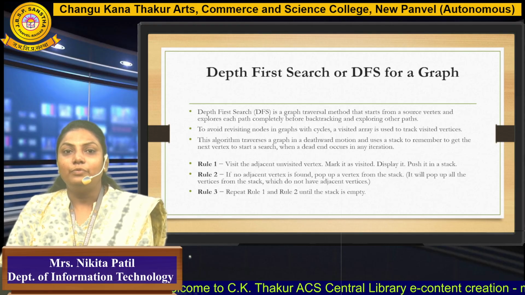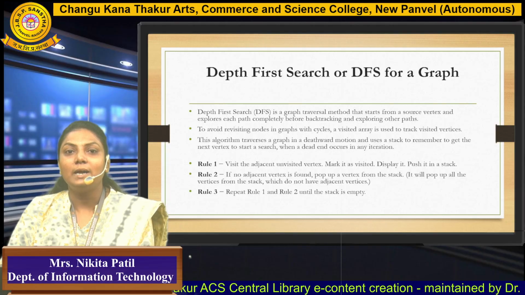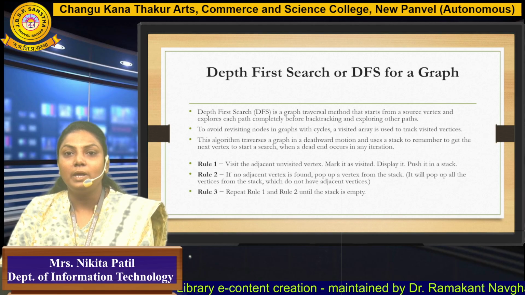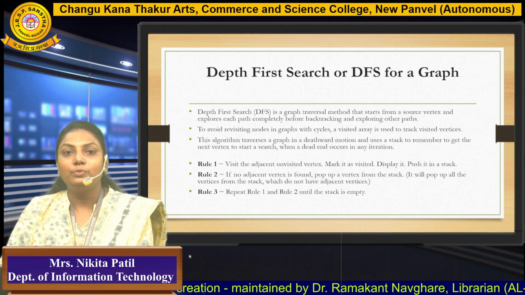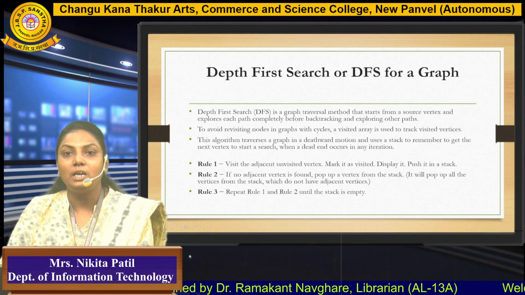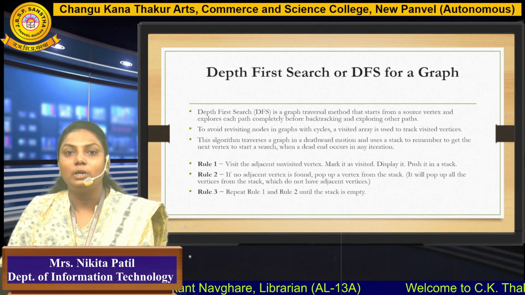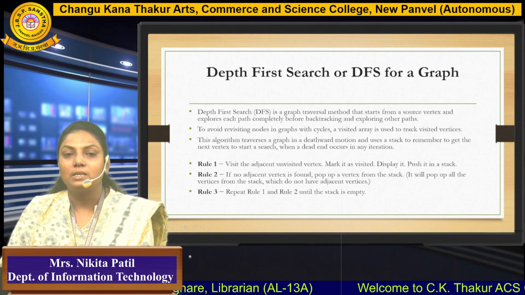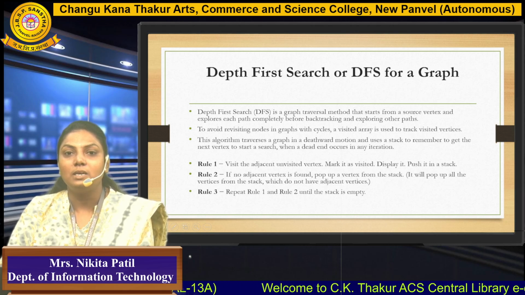For traversing with depth first search, there are some rules. The first rule is to visit the adjacent unvisited vertex, mark it visited, display it and push it onto the stack. Rule 2: if no adjacent vertex is found, pop the vertex from the stack, the one which does not have an adjacent vertex. Rule 3: repeat rules 1 and 2 until the stack is empty.